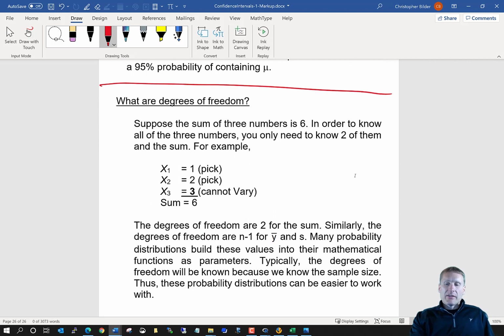And lastly here, this is something you can examine on your own if you want. I'm not going to test you about it, but this talks more about the concept of degrees of freedom and where it comes from. So that now concludes this section on confidence intervals.